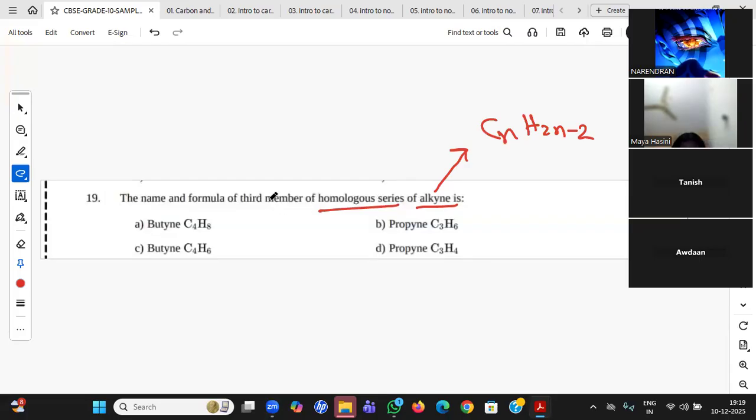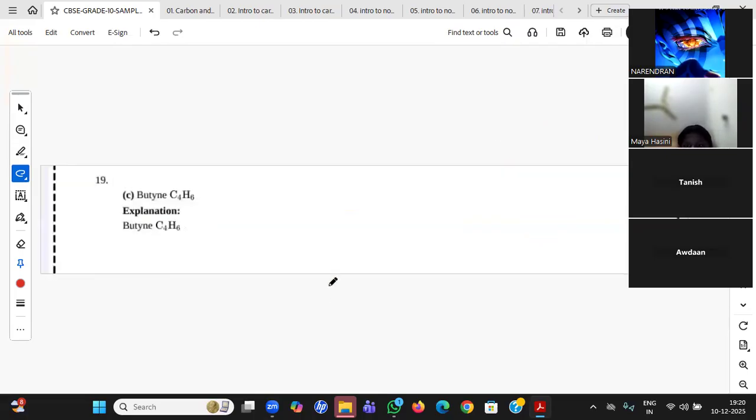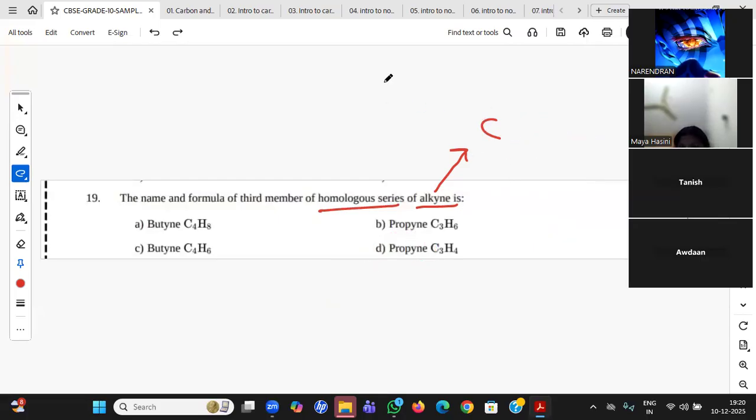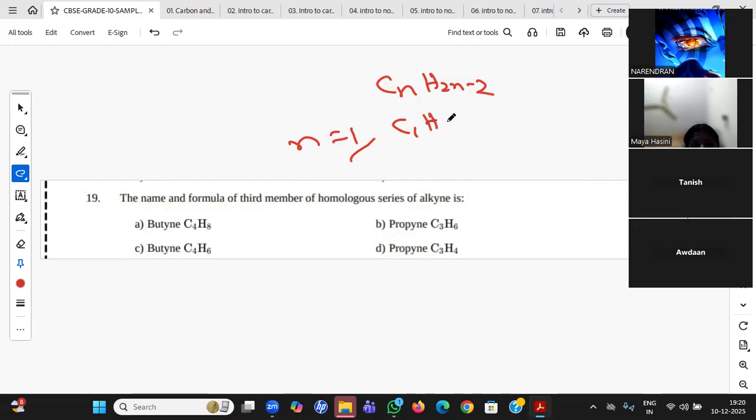Third member he is asking. What should be the third member? C3, right? H2 into 3 minus 2, C3H4. That should be propyne. Let me check once. Okay, so yes, what Avdan and Narendra have given is absolutely right, sir. So he's telling that, sir, CnH2n minus 2, right? So n equal to 1 is not at all possible. C1H0 is not possible, so this is not at all a member.